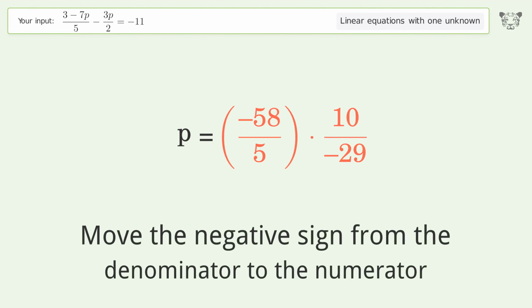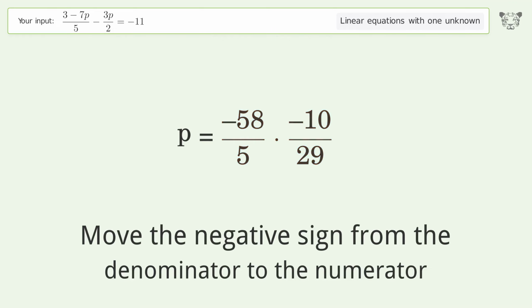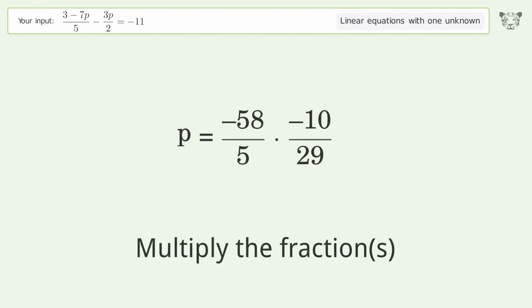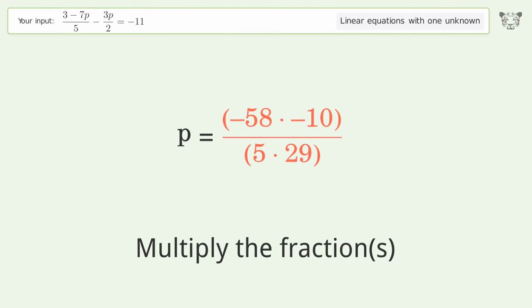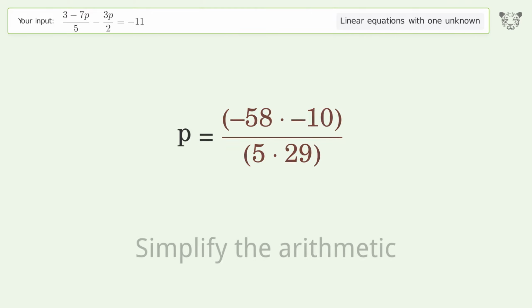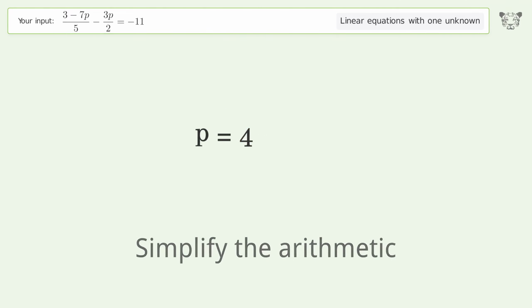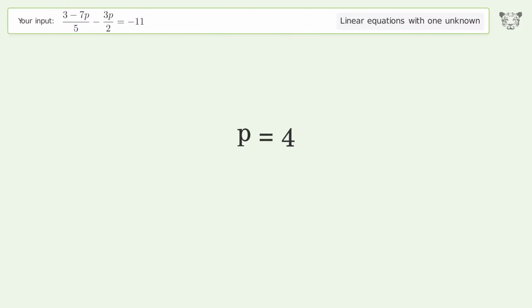Move the negative sign from the denominator to the numerator. Multiply the fractions. Simplify the arithmetic. And so the final result is p equals 4.